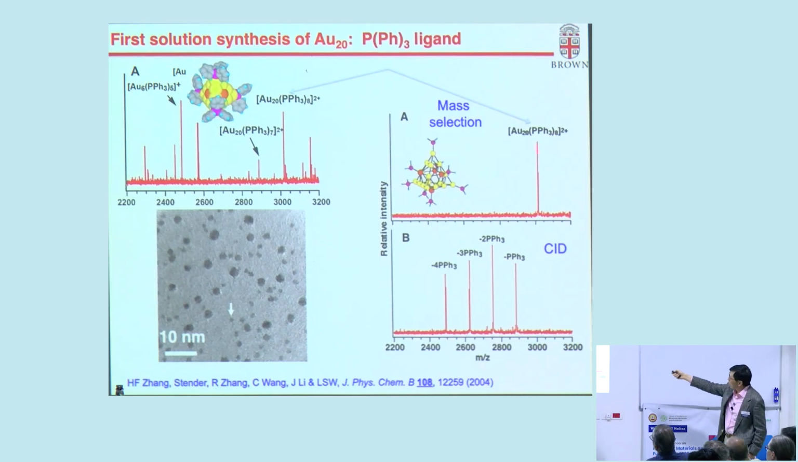So we were able to isolate this gold 20 with 8 phosphine ligand, and we were able to do CID, and we found 4 of these ligands can be easily knocked off. So this provides the evidence that this gold 20 pyramid could be synthesized in solution. So now we have 8 ligands, probably 4 ligands coordinate to the corners, and the other 4 ligands coordinate to the 4 faces. Now on the 4 faces, the ligand binding is probably weaker. That's why we can easily knock it off. But you look at this mass spectrum, right? The gold 20 pyramid is a very minority species.